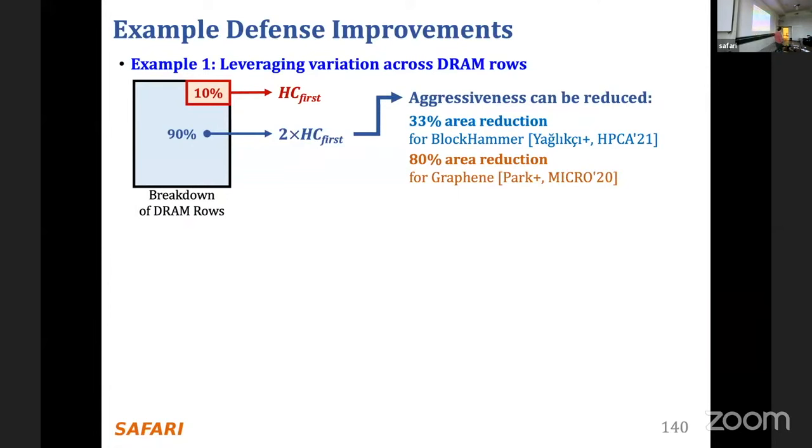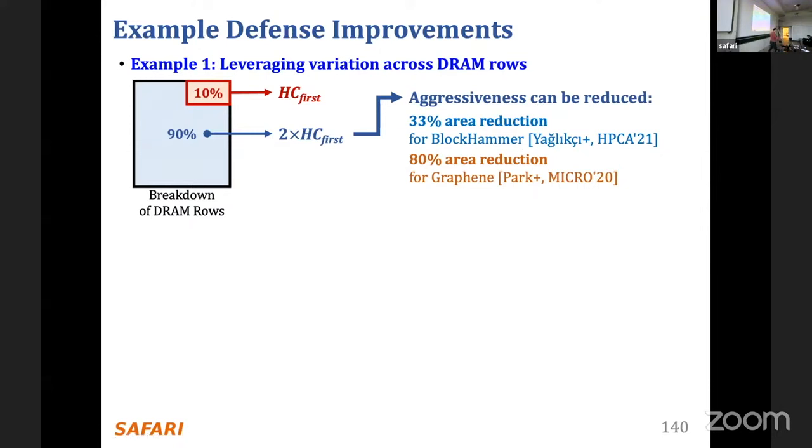Basically, today's defenses are assuming the worst case. So every row, what does that mean? Every row is as vulnerable as the worst possible row that would get bit flips. Worst possible row gets bit flips with 1,000 activations, for example. If you assume that, your defense needs to cater for every row with the same protection capability. But if most of the rows are not that vulnerable, and that's what we see basically, 90% of the rows are half as vulnerable with this HC first metric, then you can reduce the aggressiveness of the solutions. This leads to significant area reduction in tracking aggressor rows.